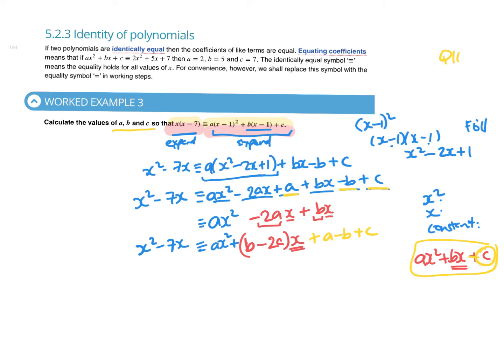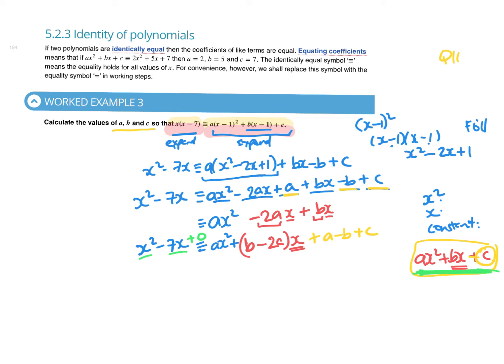So when we look at this, we notice on this side we have an x squared term, an x term, but no constant term. So we can probably just use our imagination and say the constant is plus 0. We have to just realize that.